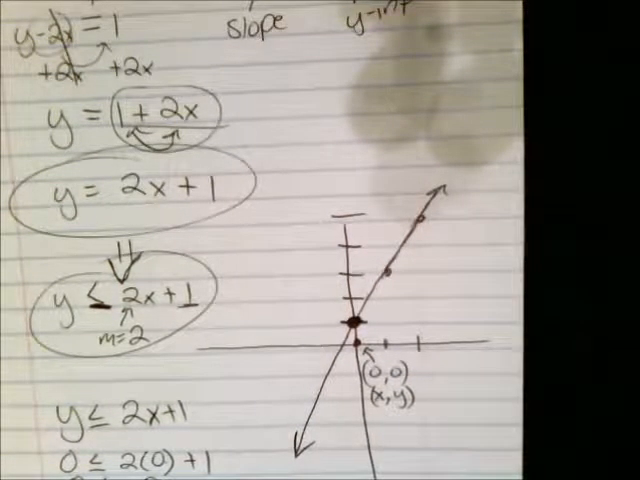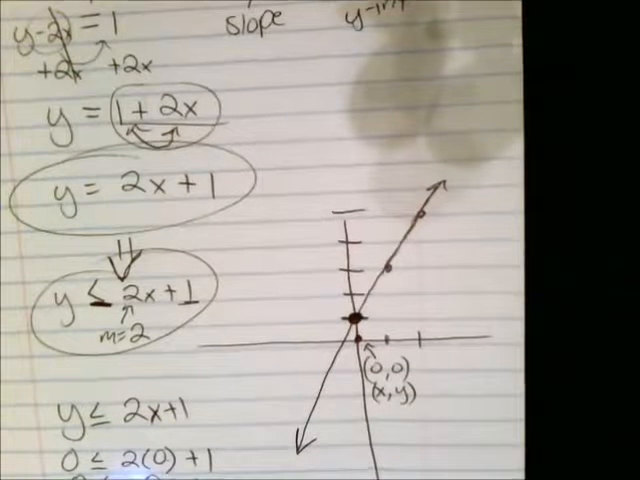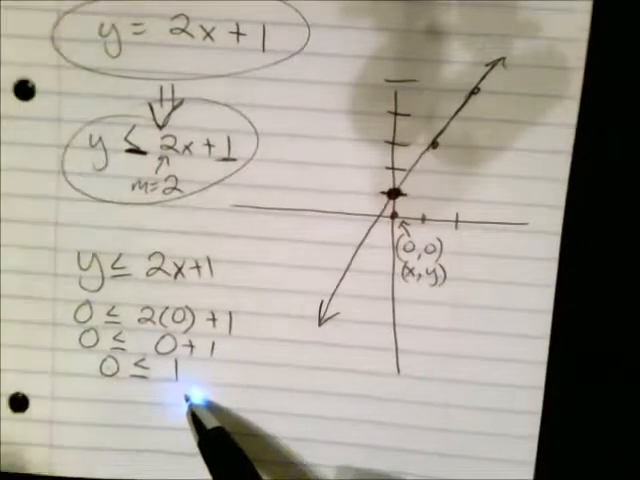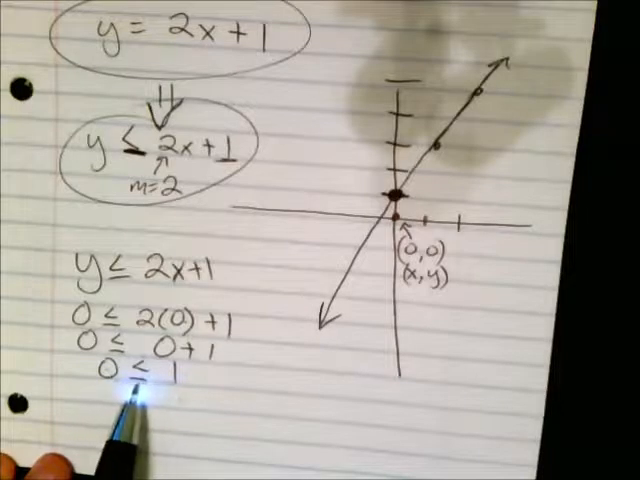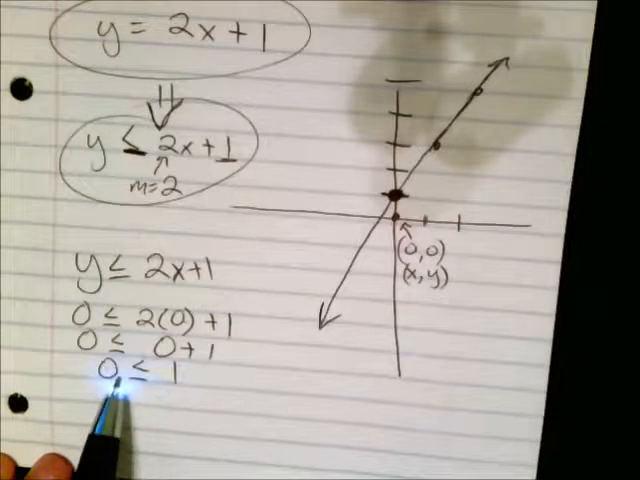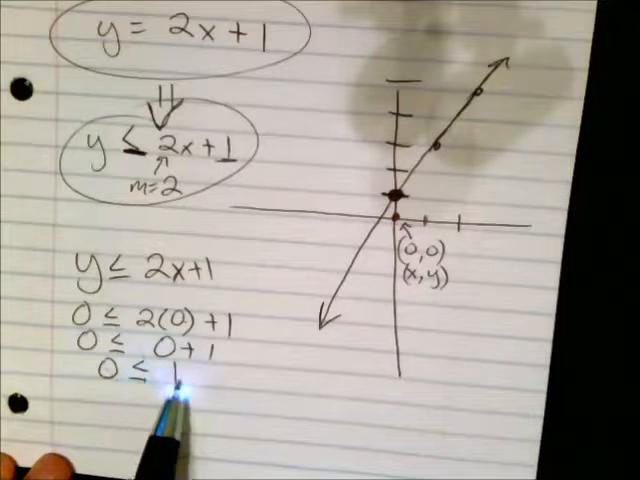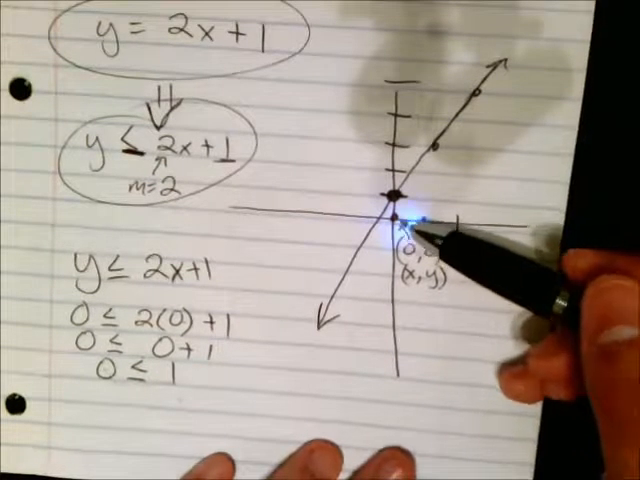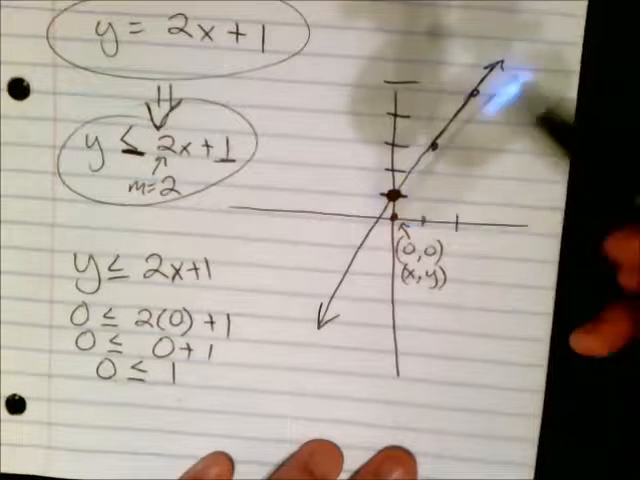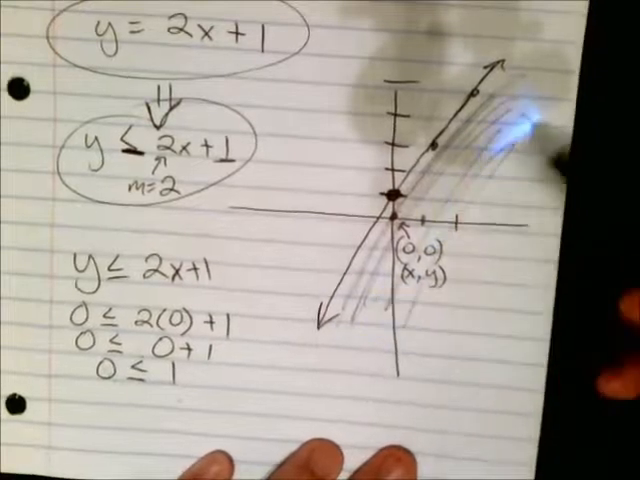If you find out that it's true, you shade wherever your point is. Oh, sorry, you guys can't really see that. There we go. So if you find that this is true, I want you to shade wherever this point is. You told me 0 is less than 1, so you're going to shade on the side that 0, 0 is on. 0, 0 happens to be on the bottom here, so I'm going to go ahead and shade it like that.